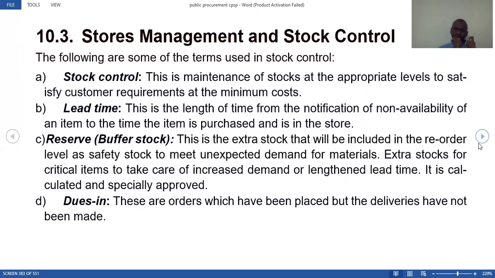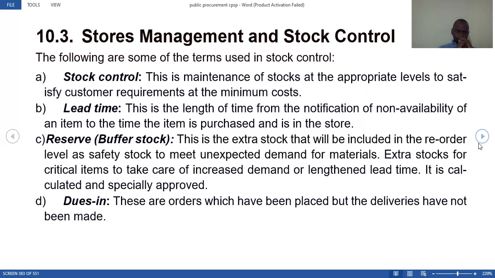Then the other thing is lead time. Lead time is the time between when an order is placed and when an order is received. So that time must be very, very short. The shorter the lead time, the better for that organization. Then we also have what is called buffer stock or reserve stock, or some people might say safety stock. This is an extra stock that will be in the organization so that in the event we have unexpected demand, that buffer stock will be able to cover that so that customers don't feel dissatisfied.